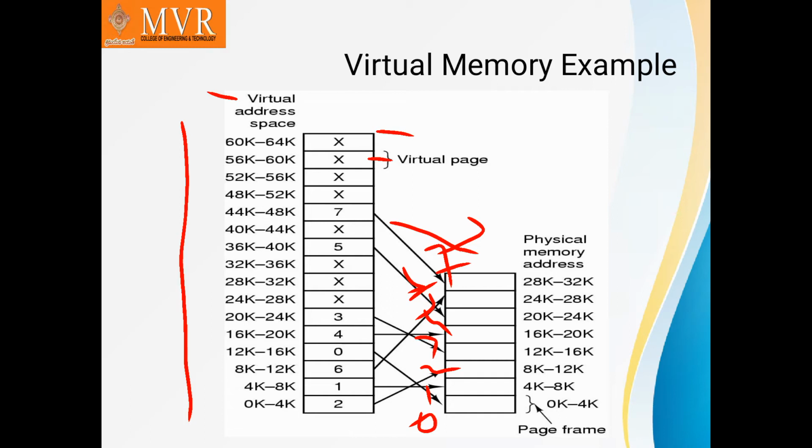See here, 0 will be mapped here, and 1 will be mapped here. Then 2, 3, 4, 5, 6 and 7. See here how it will be mapped. 0 will be mapped here, 1 is mapped here, 2 is mapped here, 3 is mapped here, and 4 is mapped here. This 5 is mapped here, 6 is mapped here, and this 7 is mapped here.